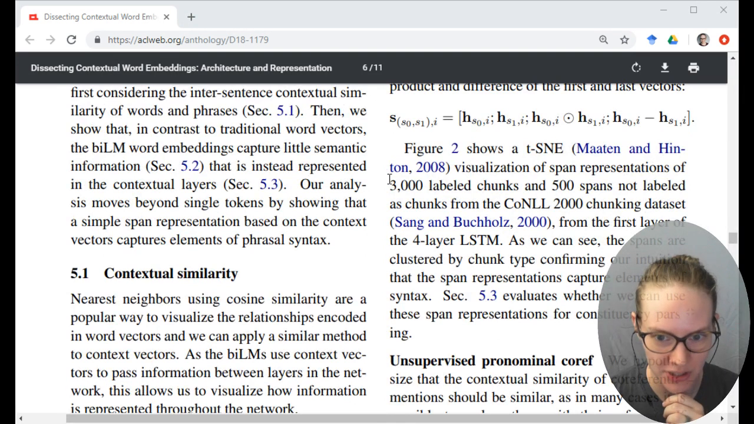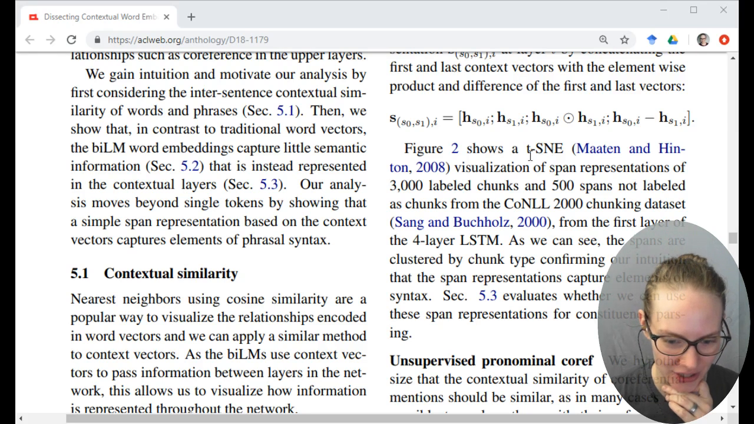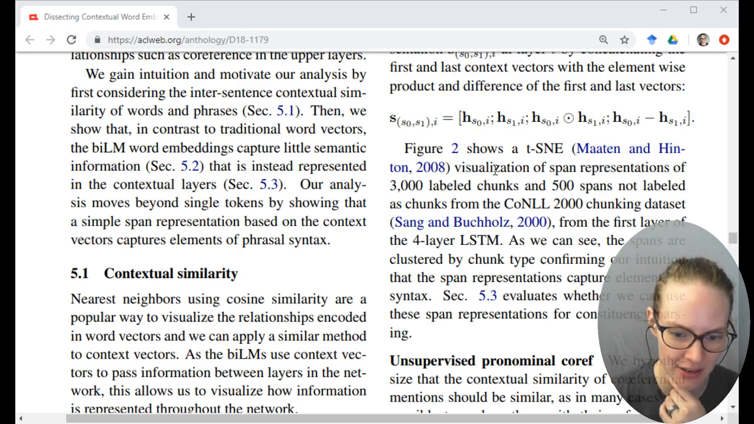Figure 2 shows a t-SNE, Maaten and Hinton 2008. I guess they're citing t-SNE. Visualization of span representations of 3,000 labeled chunks and 500 spans not labeled as chunks from the CoNLL 2000 chunking dataset.